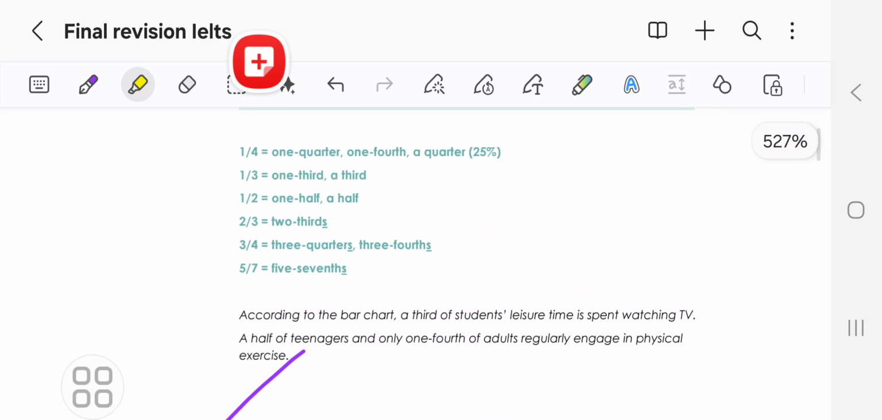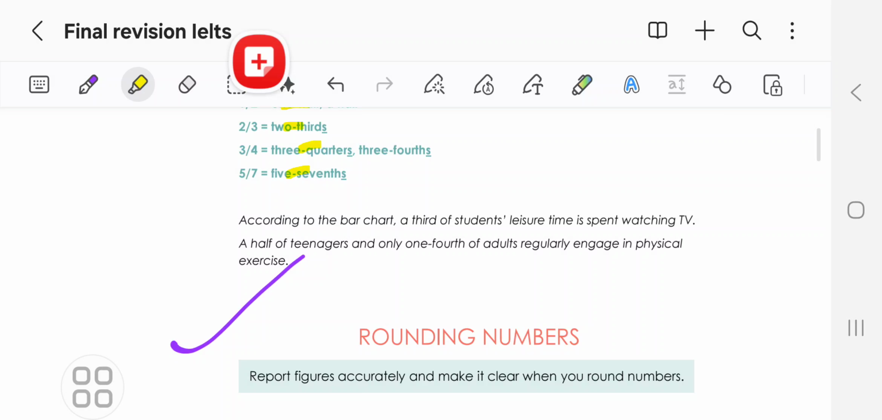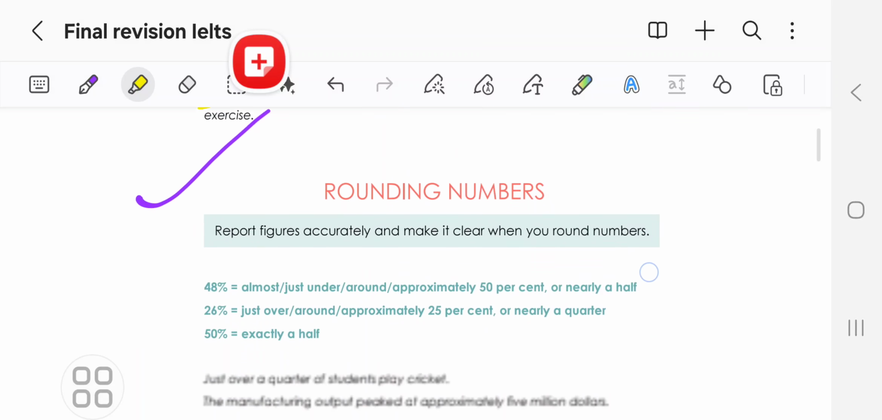Now hyphenated words: you can use them for one-quarter, one-third. These are hyphenated words. And sometimes for 25, 20, these are also hyphenated words. According to the bar chart, a third of the students' leisure time is spent watching TV, a half of the teenagers, and a quarter of the adults. So you are good in that, you can just use it accordingly.